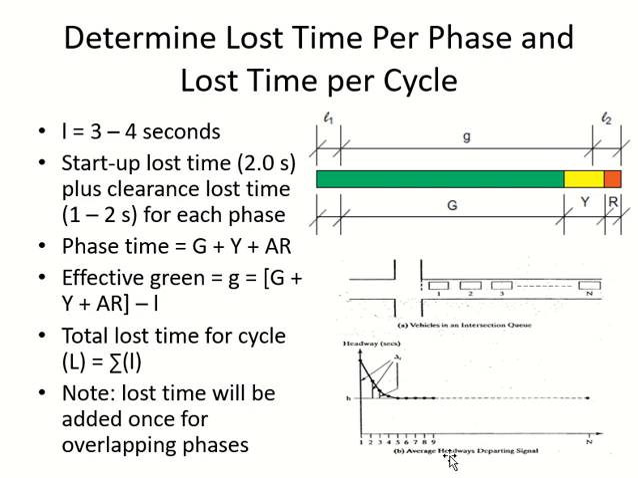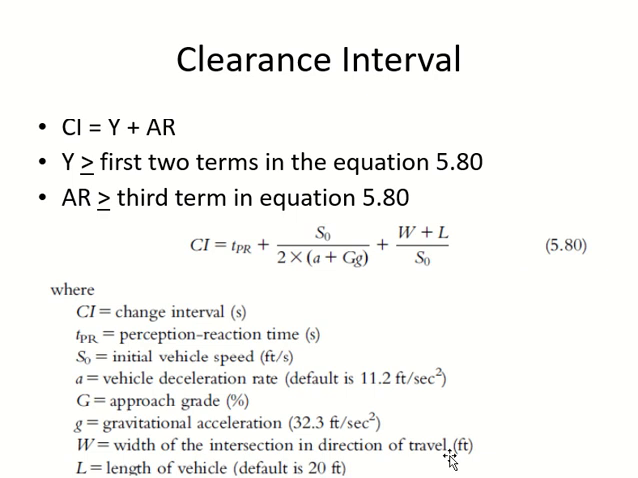Then we need to calculate the lost time for every cycle, for every phase. We have discussed this in the last course as well. There are two lost times in every phase. One we already mentioned, this one. What is AR? All red. This is a lost time. All signals are red, right? So it's a lost time.